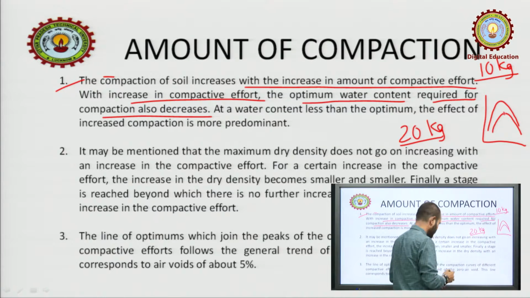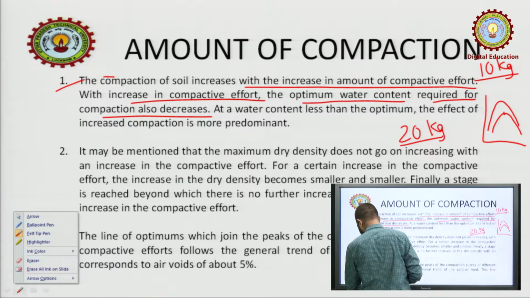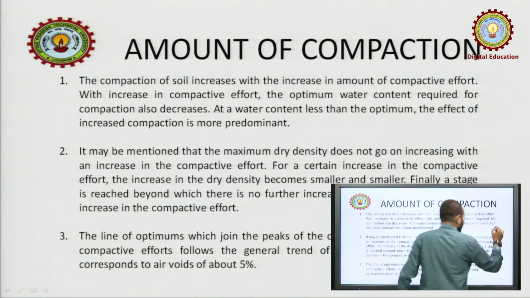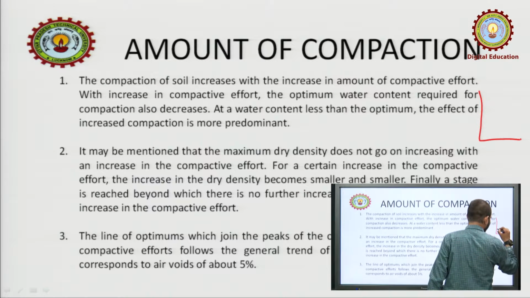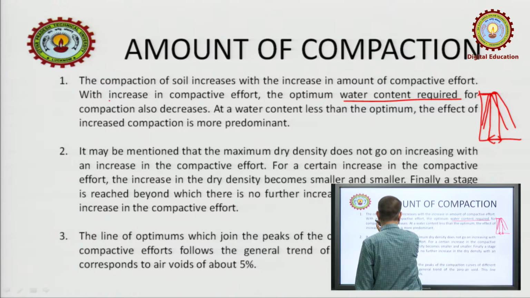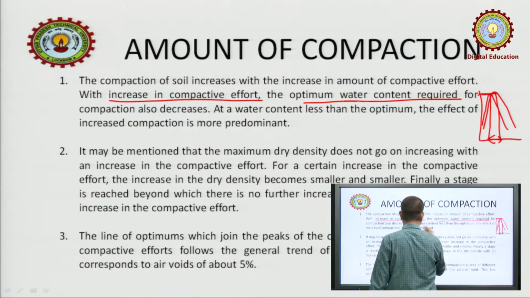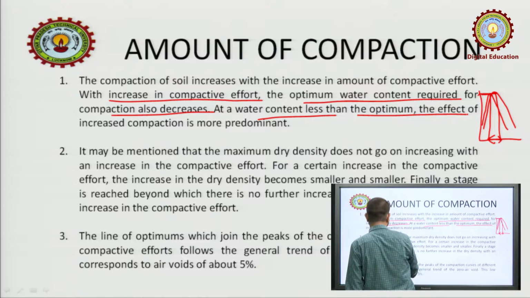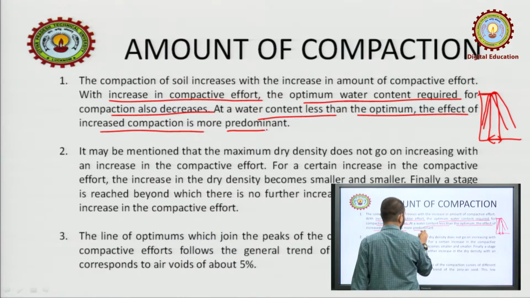I am sorry, let me make it. What will happen is, first of all it is like this, then later on it will become like this, meaning the OMC will decrease. First of all it was here, later on it will be here. It will be the same, but this will decrease this much. If we increase the compactive effort, the optimum moisture content will decrease. At water content less than the OMC, the effect of increased compaction is more predominant.